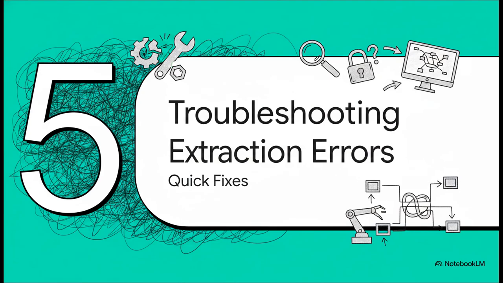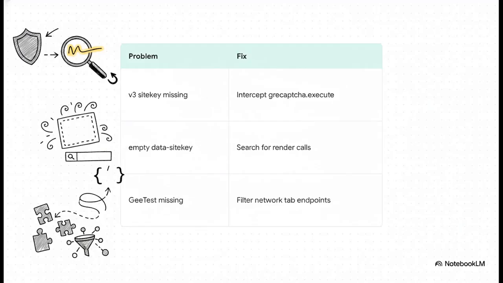Which brings us to our final section, Section 5, Troubleshooting Extraction Errors, Quick Fixes for Missing Keys. Let's just rapid fire through the most common extraction failures. Problem: you're dealing with a dynamic reCAPTCHA v3 and the site key is nowhere to be found. Fix: stop looking at the DOM and use the reCAPTCHA.execute intercept method in your script.